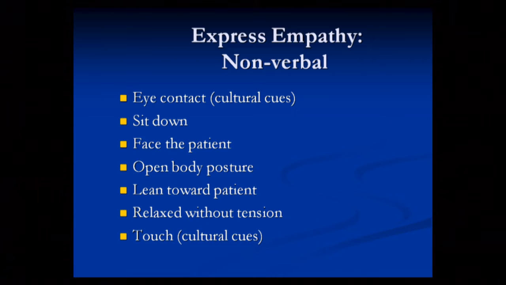So not crossing your arms in front of your chest, not having a notebook close to your chest. Those are closed body positions. Making sure you have an open body posture, leaning towards the patient, and making sure that you are relaxed without tension. Touch can be very therapeutic in these conversations. Again, you have to take cultural cues. Usually a pat or a touch on the hand or the forearm is the least likely to be misinterpreted. But again, you have to take some cultural cues.